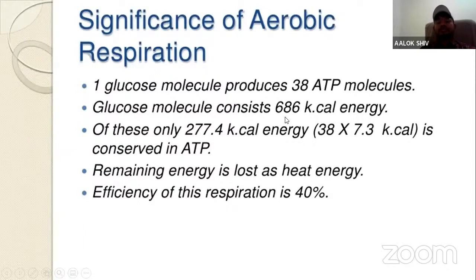Some of the facts you have to remember: one glucose molecule produces 38 ATP in aerobic respiration. Generally, the glucose molecule consists of 686 kilocalories of energy, but only 277.4 kilocalories of energy is produced because the rest is lost as heat energy.